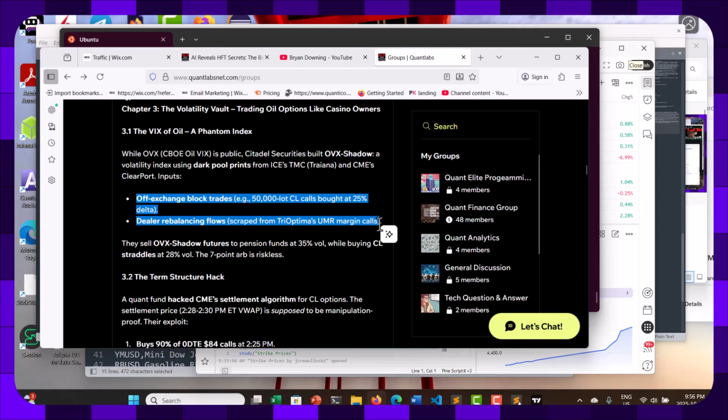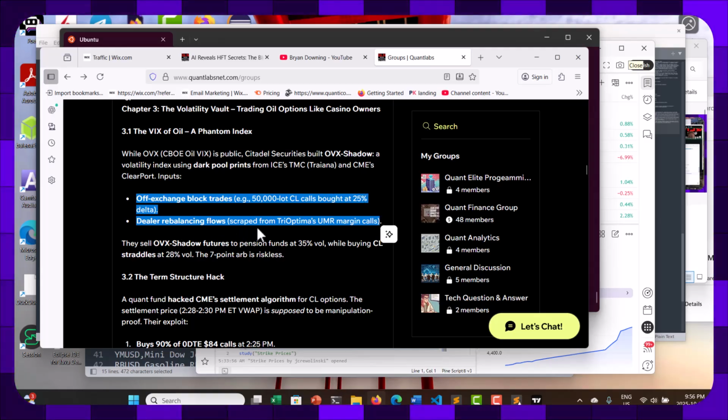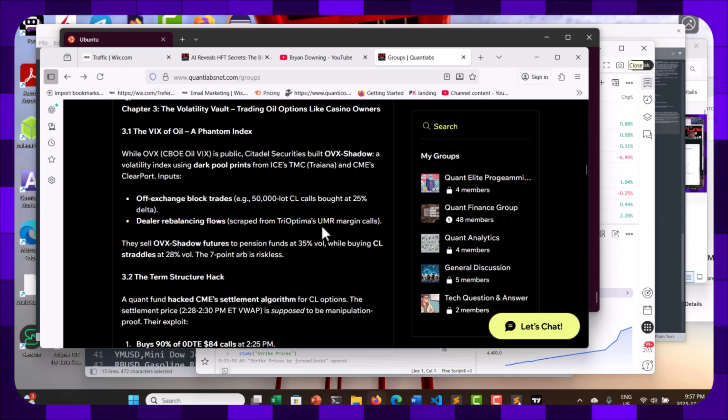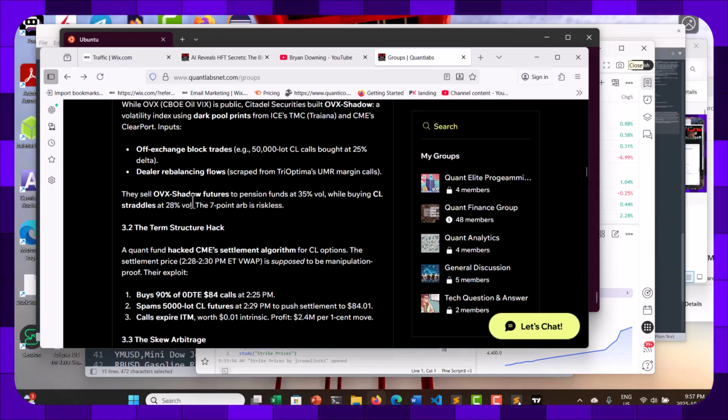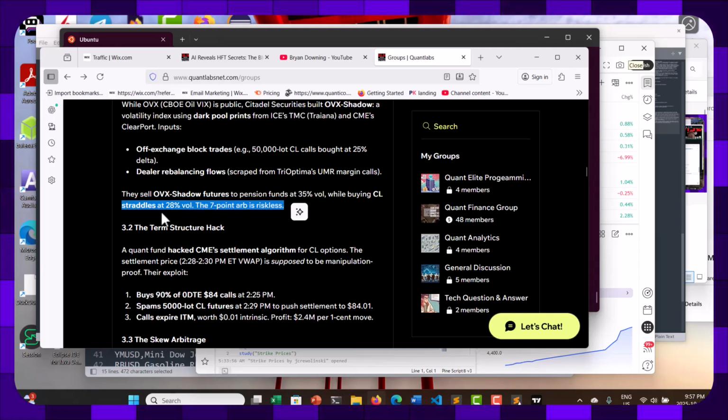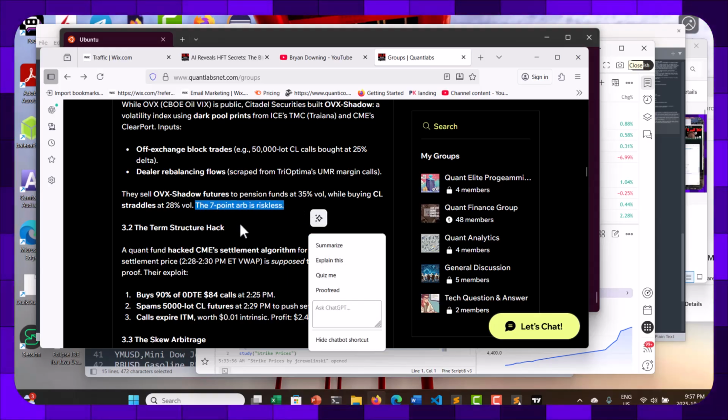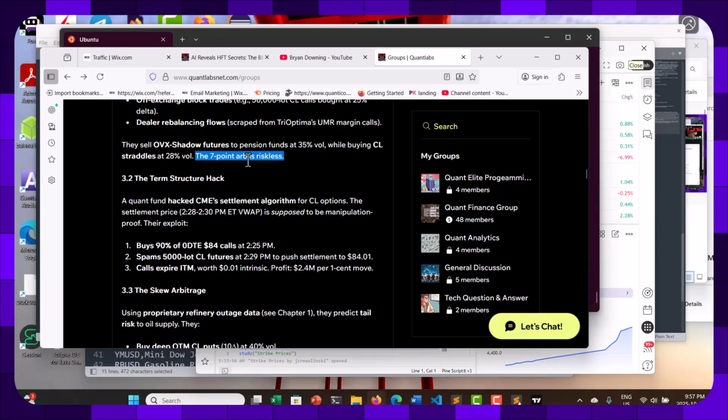Again, off-exchange block trades, 50,000 lots, CL calls bought at 25% delta, dealer rebalancing flow, scraped from the Tri Optima UR and our margin call. So here's what they do. OVX shadow futures to pension funds at 35% volume while buying CL straddles at 28%, a 7-point arbitrage that is riskless. I don't know if that's still happening, but this is the sort of thing that these firms do.